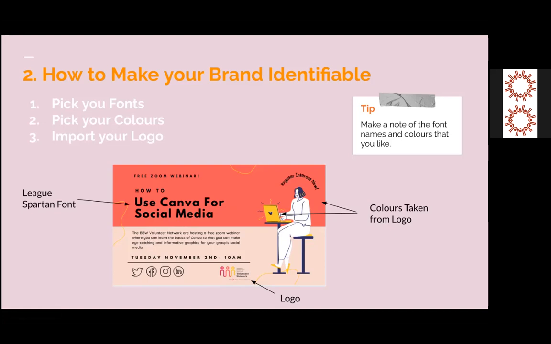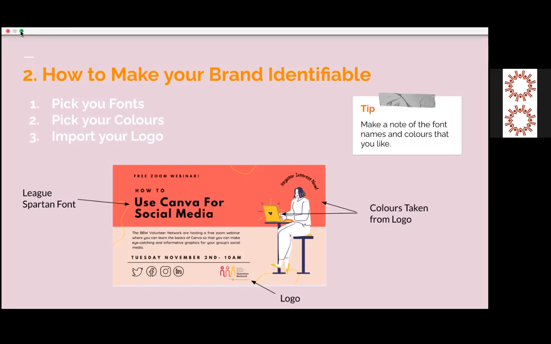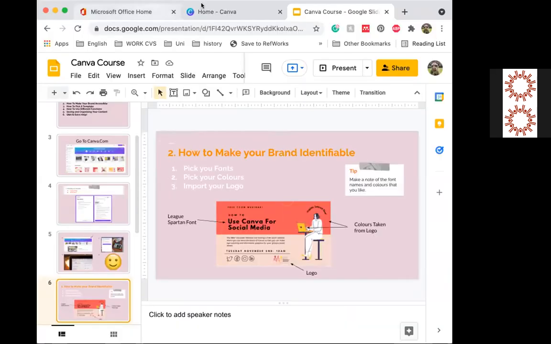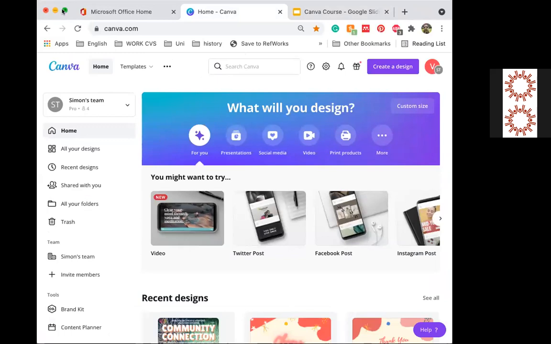At this point, it would be a good idea if your organization does have a logo to import it. Canva allows you to upload most files, so JPEGs, PNGs, MP4s, and GIFs, meaning all different types of files can be uploaded. I'm now going to quickly show you how to import that. So bear with me a second while I get our Canva up.